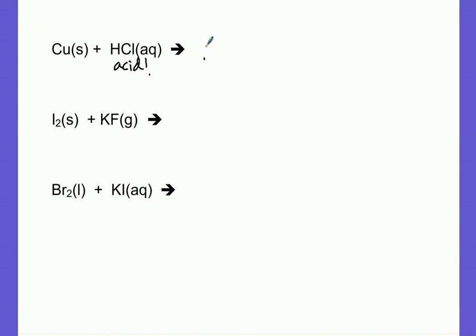So this is not going to work. No reaction. Copper is not high enough on the list. It's not higher than hydrogen. It can't displace hydrogen. The next example, will iodine replace fluorine? Because that's what I'm trying to do, is replace one nonmetal with another. Fluorine is the most active of all of our halogens, so this definitely should not work.